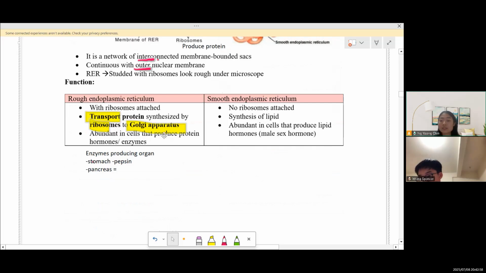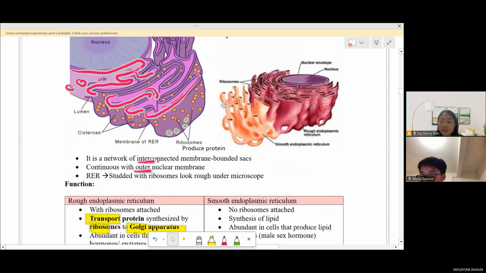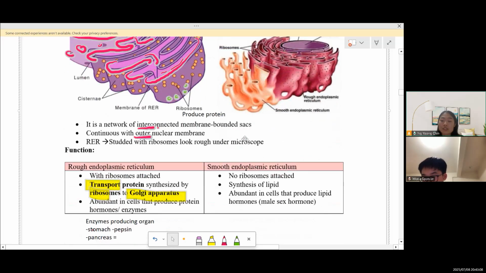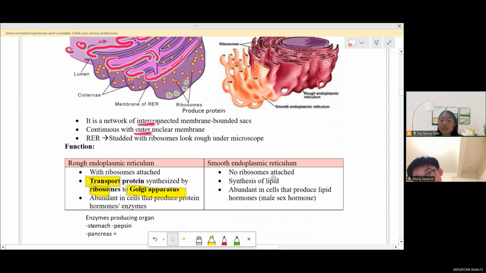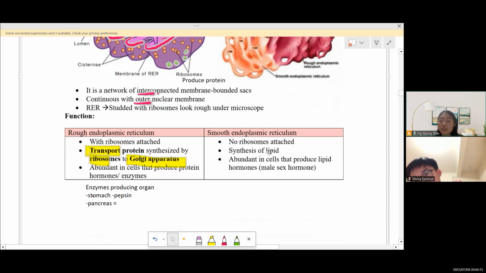Now we talk about the smooth endoplasmic reticulum. Their structure is different: they don't have ribosomes at all, so they are very smooth on the surface. Their function is to produce lipid, the synthesis of lipid. So they are abundant in cells that produce lipid hormones.